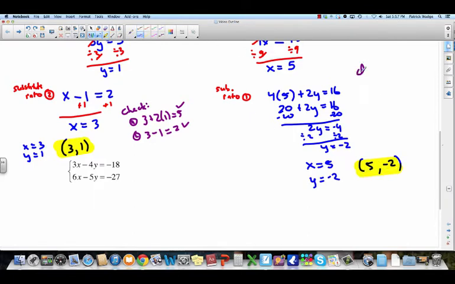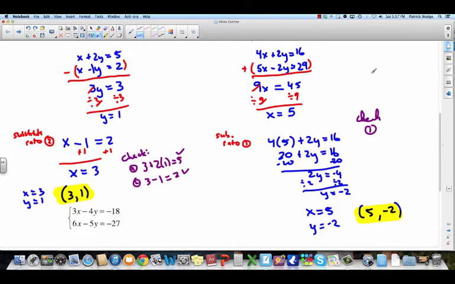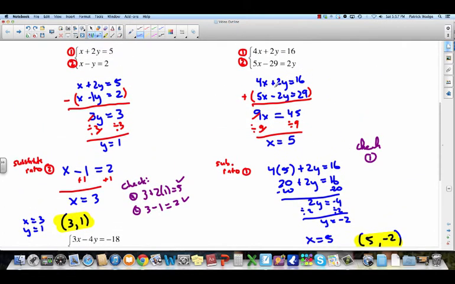Let's check it again. In the first equation, we have 4 times x, so that's 4 times 5, plus 2 times y, so that's 2 times negative 2, and it has to equal 16. Is that true? Well, 4 times 5 is 20. 2 times negative 2 is negative 4. 20 plus negative 4 is 16. Yeah, that's true.